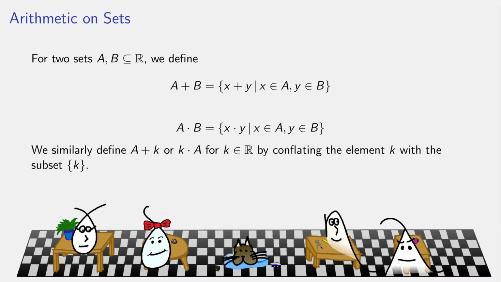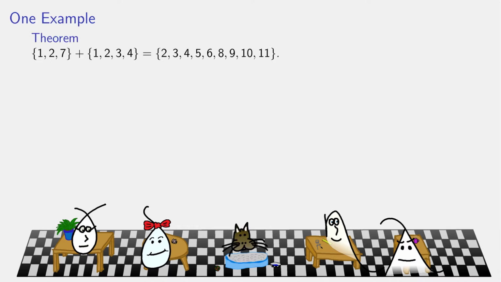Okay, you can also do A plus a constant or a constant times A if you just consider a single constant like the number 8 to be the set containing the number 8. So, as an example, we've got the set {1, 2, 7}. I want to add it to the set {1, 2, 3, 4}. And I claim the result is {2, 3, 4, 5, 6, 8, 9, 10, 11}.